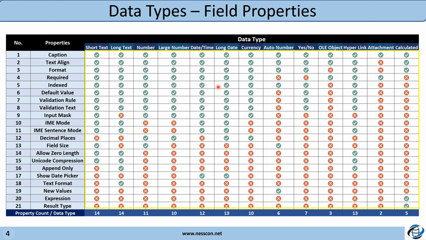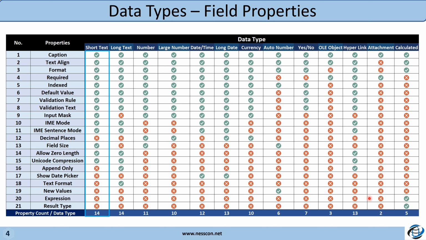Here we can see that a green tick mark shows whether a particular data type has this property or not. For example, if you take short text, all these properties, which are green, are available. So in total 14 properties are available for short text, but there are certain properties which are not applicable to short text, like decimal places, show date picker, append only, new values, and so forth, because those properties have no connection to short text.